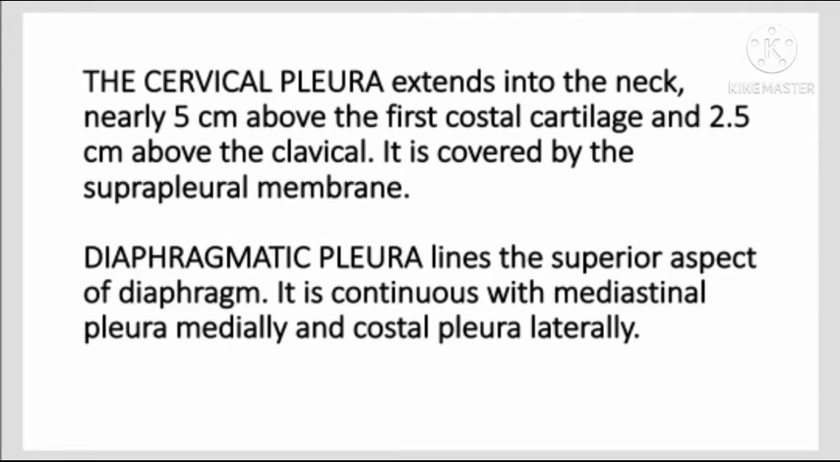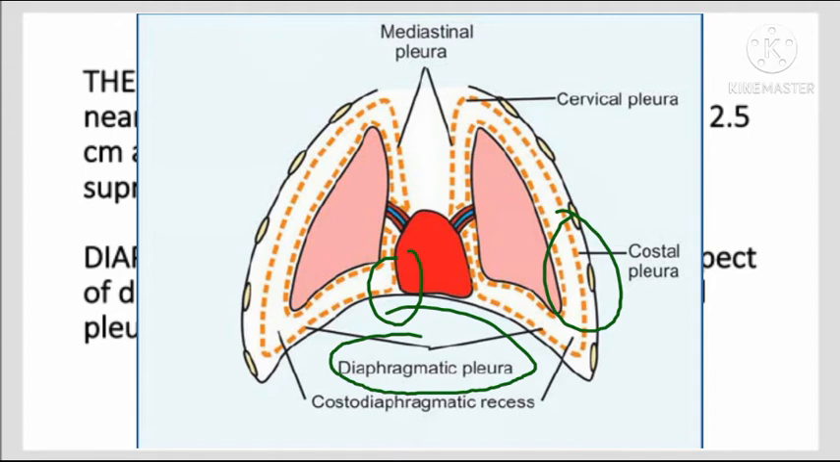Diaphragmatic pleura lines the superior aspect of the diaphragm. It is continuous with mediastinal pleura medially and costal pleura laterally. Diaphragmatic pleura, as you can see in this diagram, is continuous with the mediastinal pleura medially and laterally it is continuous with the costal pleura.